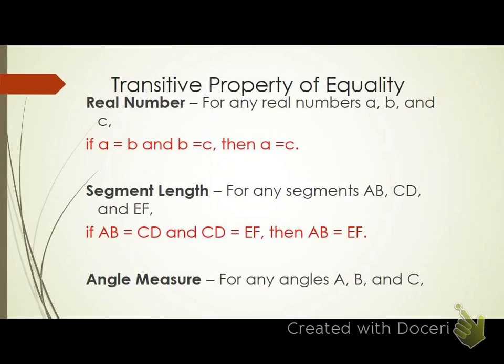And we can do that for segment lengths also. If the length of AB is equal to the length of CD, and the length of CD is equal to the length of EF, then we can jump over and say that AB is equal to EF, and we can do the same thing for angles. Right? If the measure of angle A equals the measure of angle B, and the measure of angle B equals the measure of angle C, then the measure of angle A equals the measure of angle C. Right? We can just jump right over and say that. Okay, these are all properties now that we can use as well.